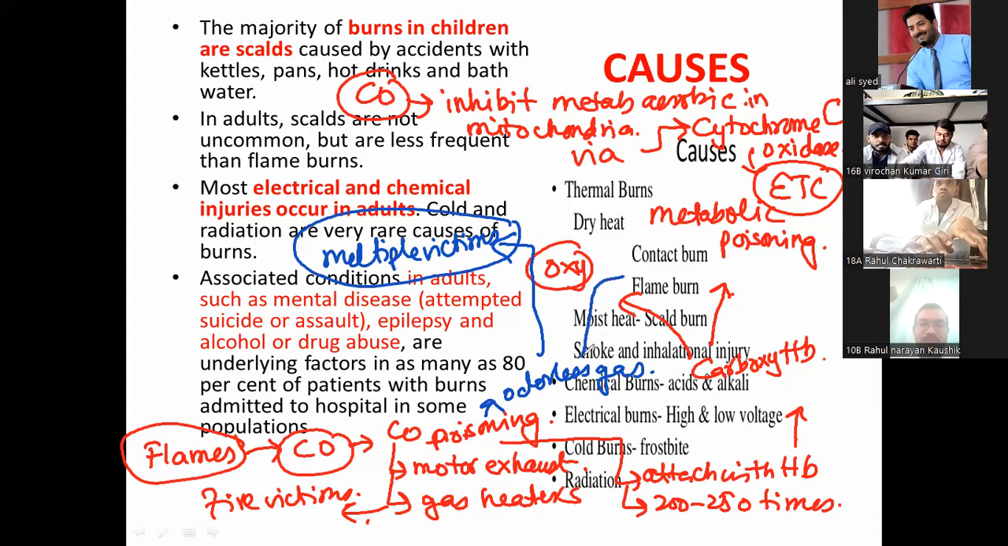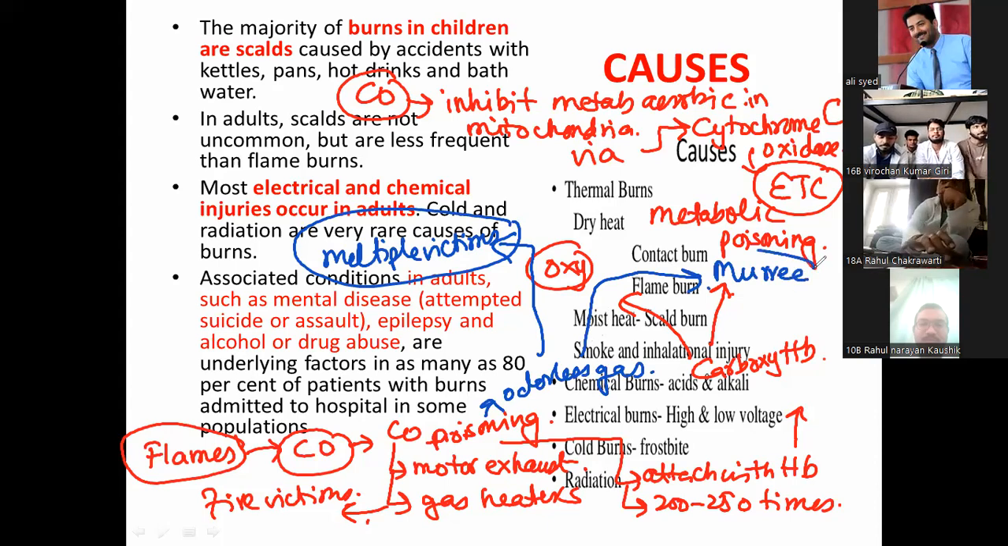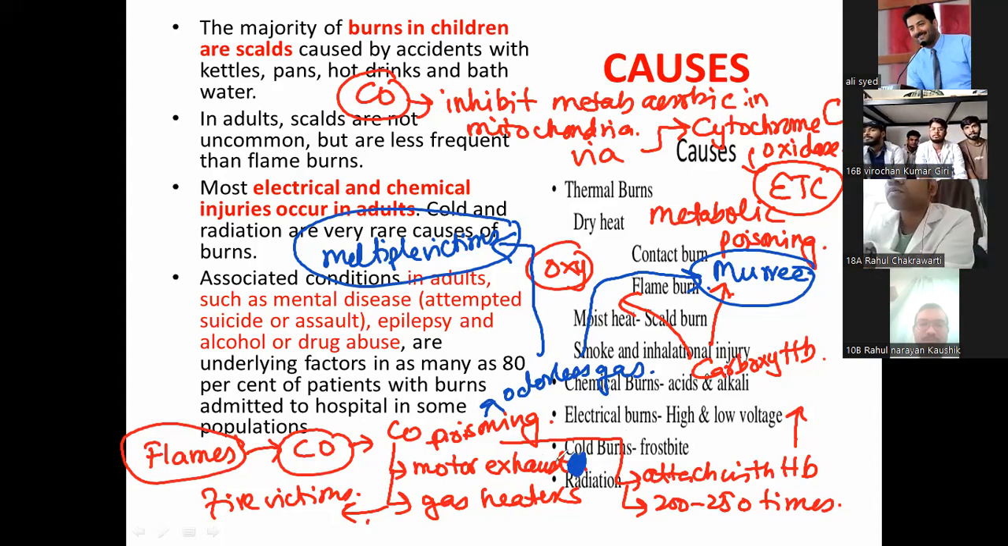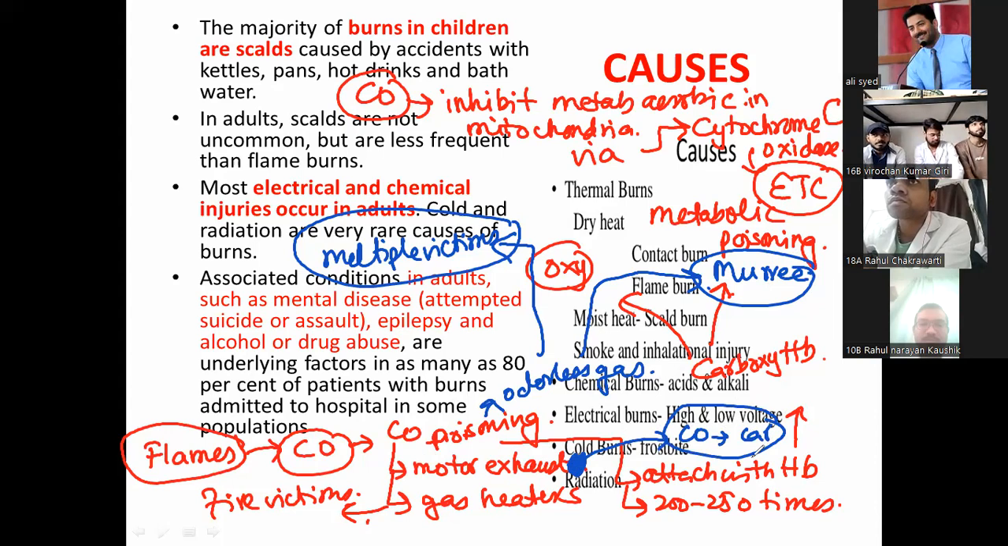For example, if Pakistani students are listening to me, I think 2 years back in Murree, there was a heavy snowfall, and due to that heavy snowfall, all people were visiting Murree. The motor exhaust was blocked by the snow, and all the carbon monoxide was entering into the car. The people sitting in the car were all dead in the morning. It happened about 2 years ago in Pakistan in Murree.